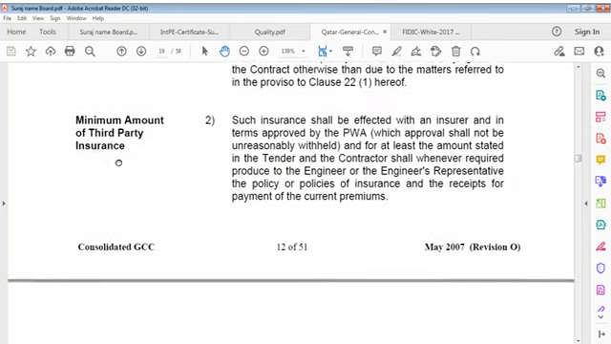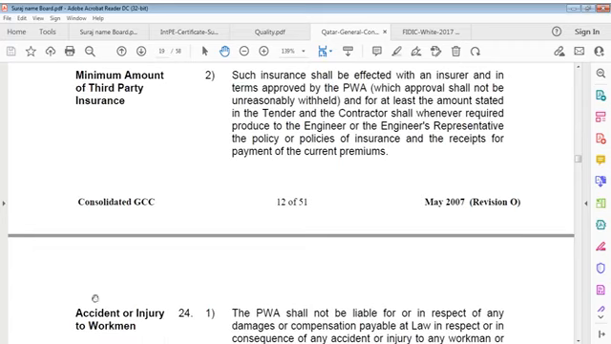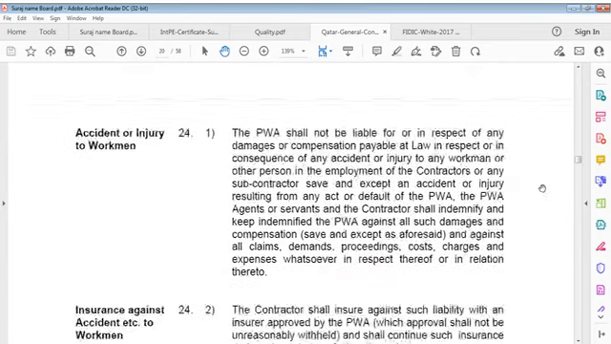Minimum amount of third party insurance. Such insurance shall be effected with an insurer and in terms approved by client, which approval shall not be unreasonably withheld, and for at least the amount stated in the tender. The contractor shall, whenever required, produce to the engineer or engineer's representative the policy or policies of insurance and receipts for payment of current premiums.